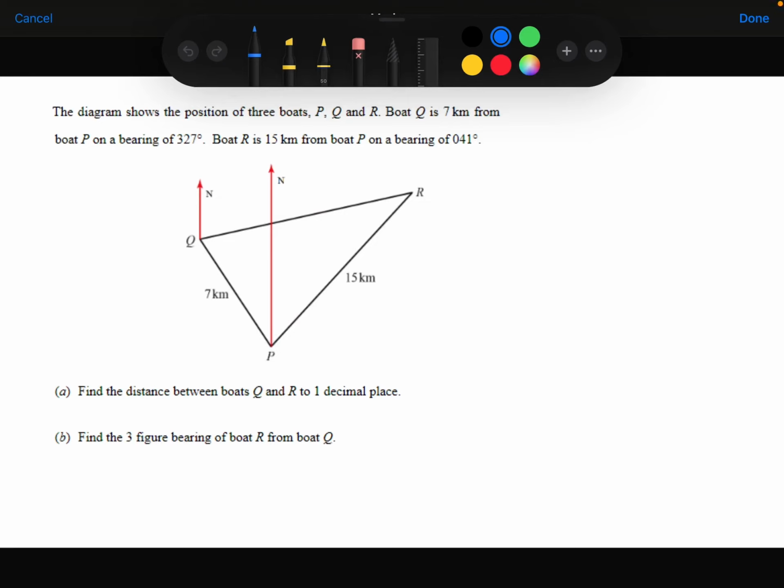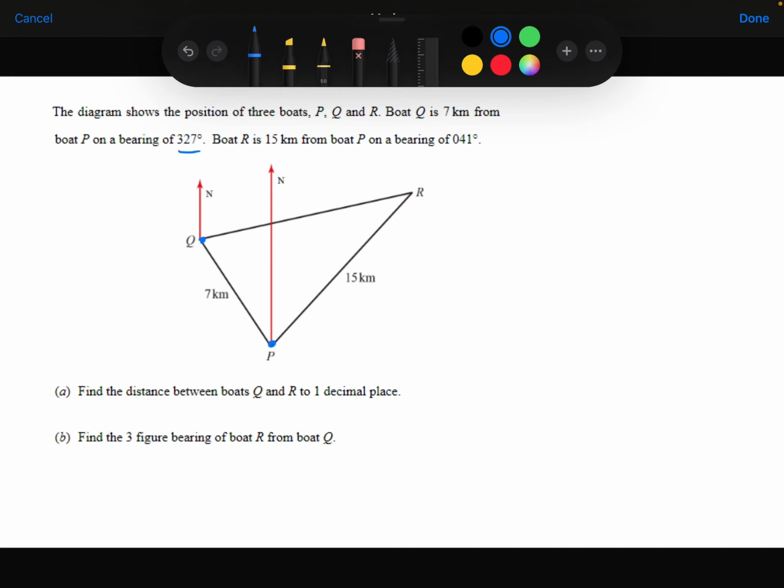The diagram shows the position of three boats P, Q and R. Boat Q is 7 kilometres from boat P on a bearing of 327 degrees. So here's boat P, here's boat Q. We can see that Q is 7 kilometres from boat P. The bearing hasn't been marked on though, so let's mark that on. The bearing of Q from P is 327.